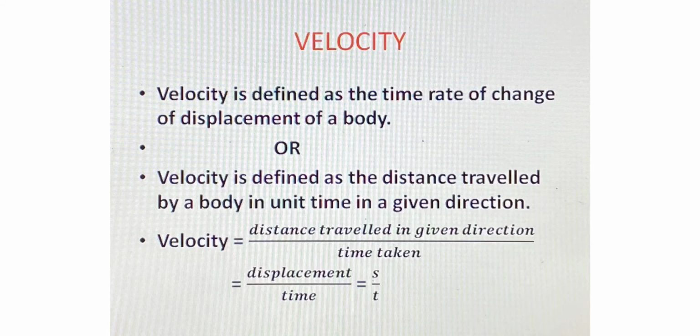Velocity is defined as the time rate of change of displacement of a body, or the distance traveled by the body in unit time in a given direction. So velocity is equal to distance traveled in a given direction upon time. Now what is distance with direction? It is displacement. So velocity is equal to displacement upon time. We know that displacement is denoted by s and time is denoted by t. So velocity is equal to s by t, that is, displacement upon time.